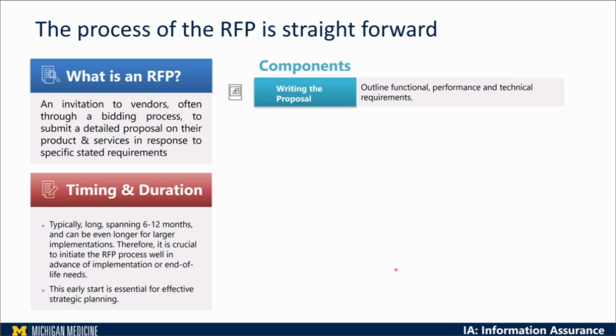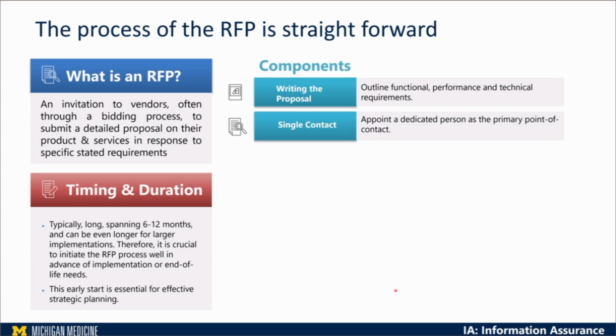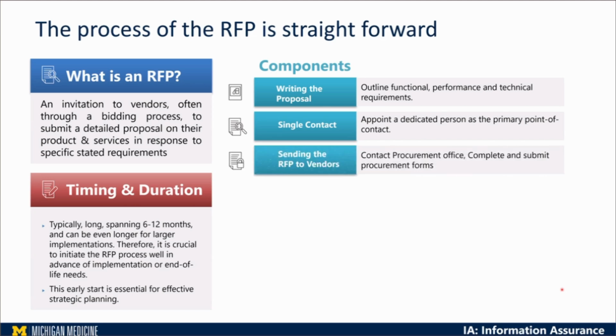For example, writing a proposal that outlines functional, performance, and technical requirements. You need to have a dedicated person as a primary point of contact. Make sure to contact the procurement office; for example, this is for Michigan Medicine, where only the procurement office completes those RFPs as submitted on those forms. It depends on the institution; maybe a different department uses this format.